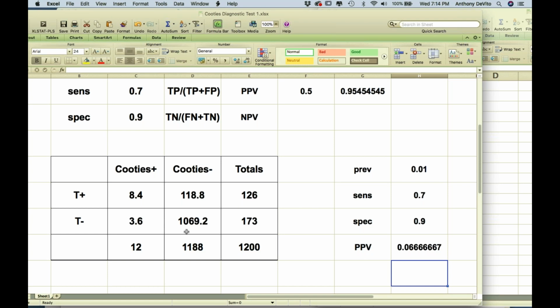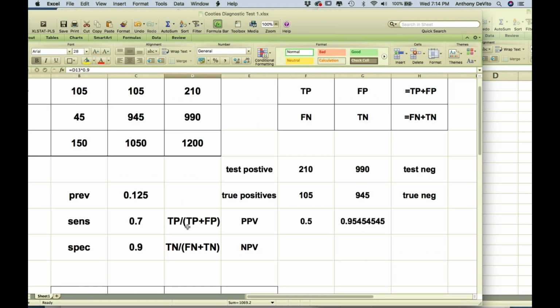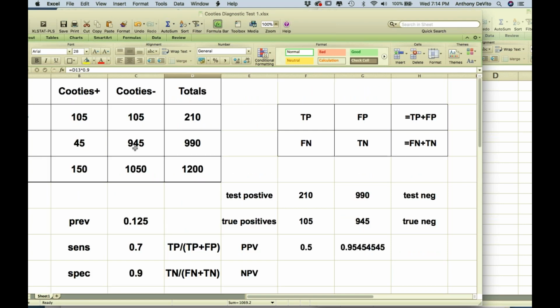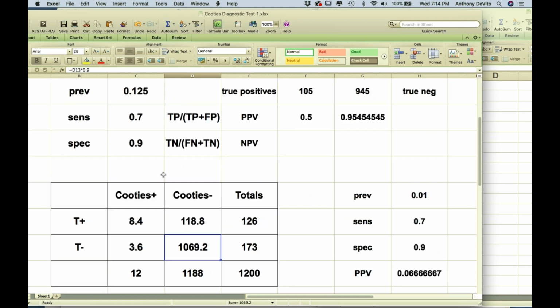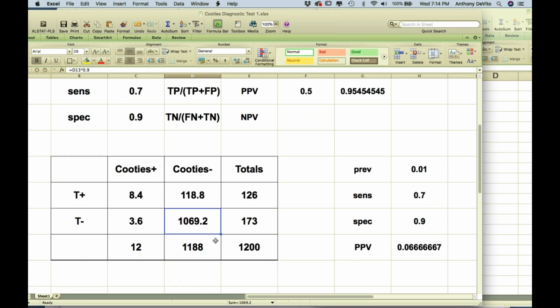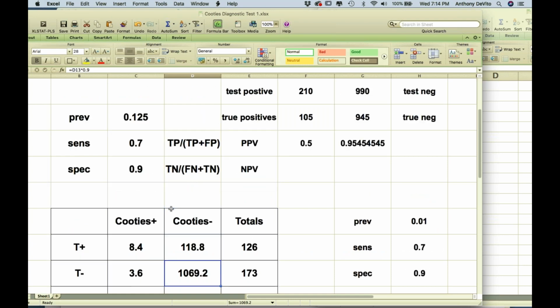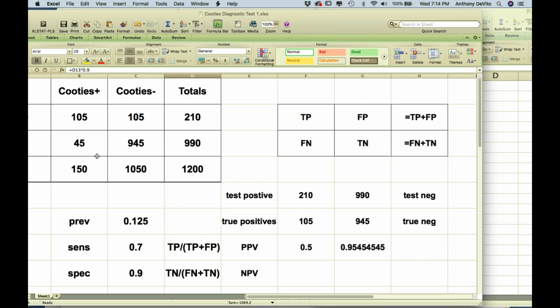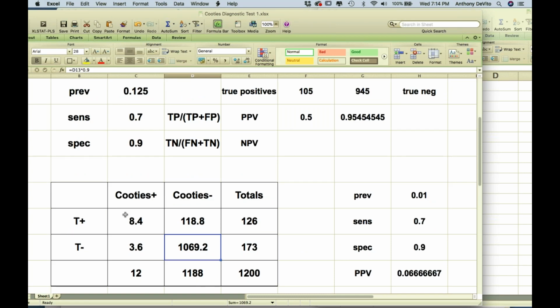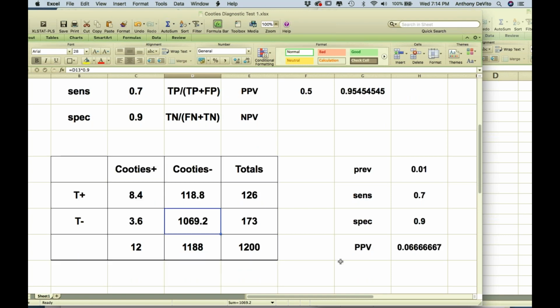Why? Because you get a lot of people being tested that do not have the disease. Up here, when we did this, we were only testing 945 people that didn't have the disease. Now we're testing more people that don't have the disease because the prevalence is lower, right? So you're going to wind up with more positives. And as the prevalence goes down, you got fewer people that have the disease, so you got fewer true positives. So you got more false positives, fewer true positives, so you wind up with a lower predictive value.